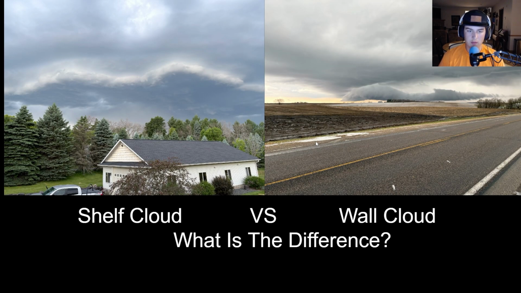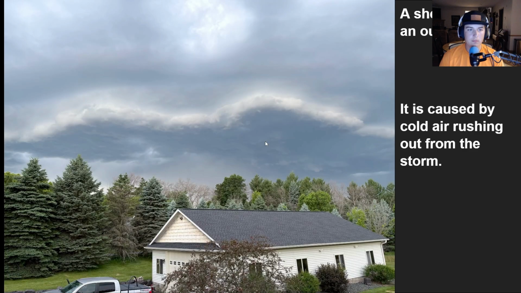So I just wanted to talk about two different types of cloud features because I want to start getting into more explaining how different types of storms work, how they form. I thought a good way to start off would be to correct a common misconception and talk about how a shelf cloud versus a wall cloud form and what the difference is. So we'll just hop right into it.